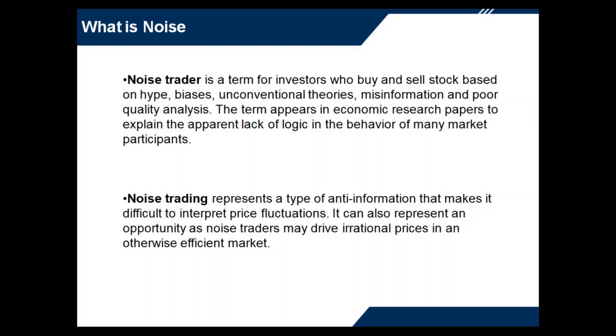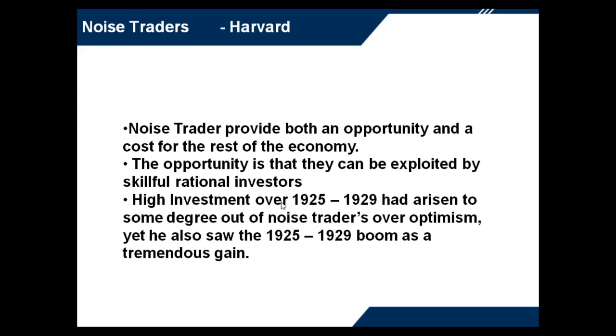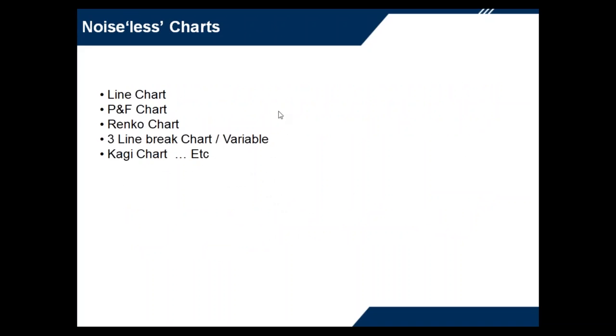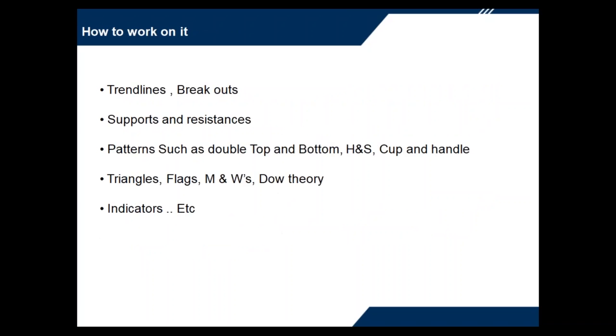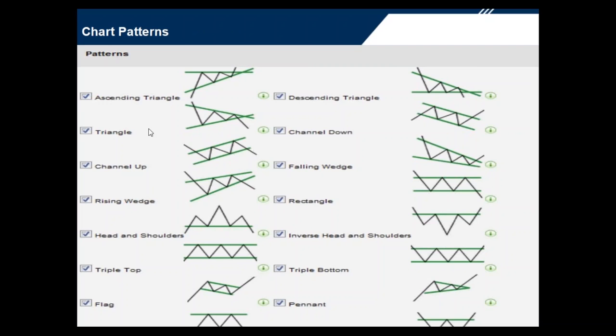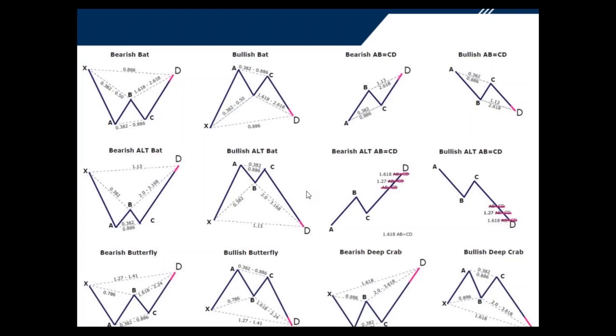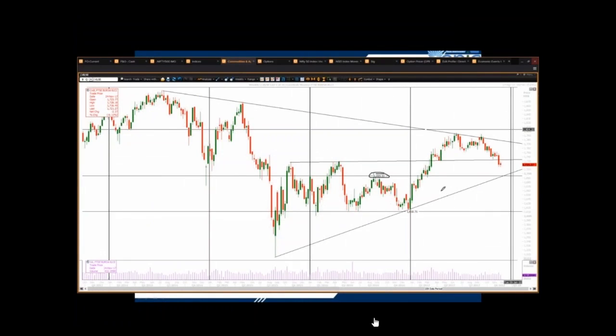So this was related to noise and how noise can be eliminated. Noise trading represents a type of anti-information: hearing a lot of things on the market, hearing everything your remisier says, hearing everything you hear on Telegram or WhatsApp, or based on any news that your friend might have given. That is a sure way to lose a lot of capital.